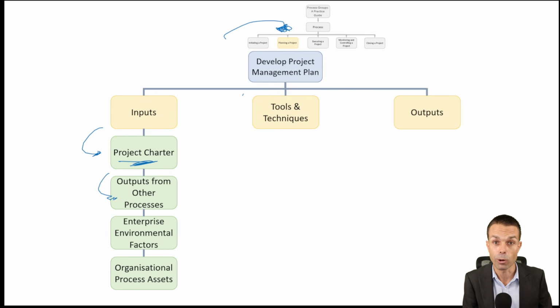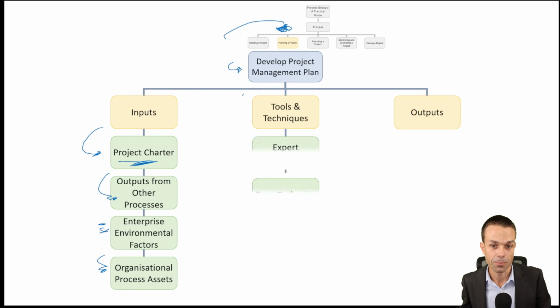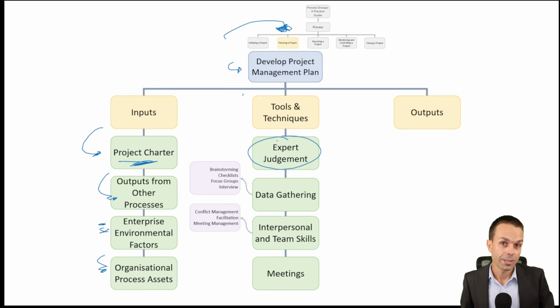Any output from other processes, so scope, schedule, cost, all of these things are going to go into our project management plan. And of course, the environment that we're working in, the industry or the organization, and any process templates or process assets that we might have that will give us a clue on how to create our project management plan. The tools and techniques: we're going to need expert judgment from people within the organization who know about the project and things that we might need for our project management plan.